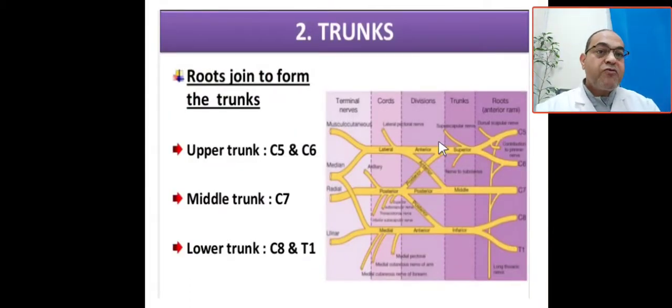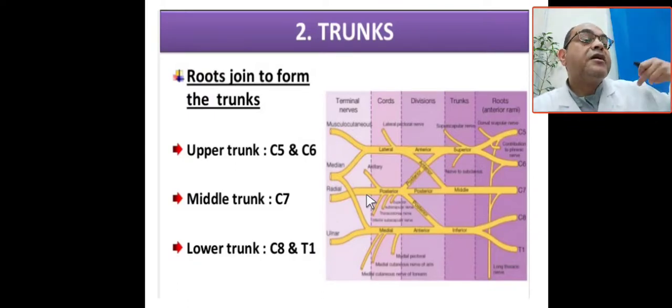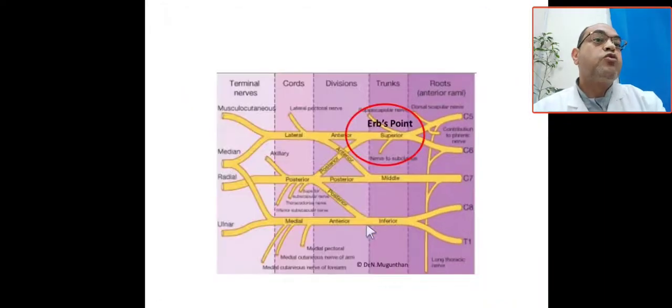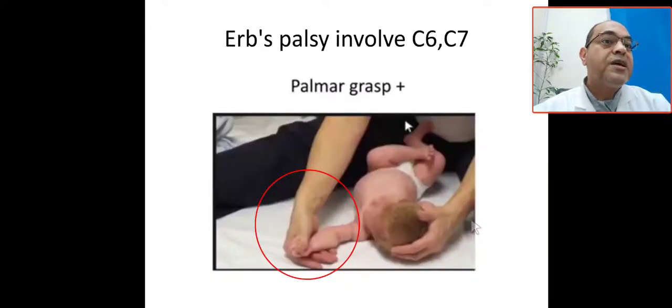As we mentioned before, the upper trunk affects C5 and C6, and this is common with Erb's palsy. The middle trunk is C7, a common association with Erb's palsy. It will be associated with what? Scapular winging. And the lower trunk is C8 and T1, which is common with Klumpke's paralysis. So this is the Erb's point, we call it the upper trunk, C5 and C6. The middle trunk is C7, common with scapular winging. And the lower trunk, C8 and T1, is Klumpke's paralysis.